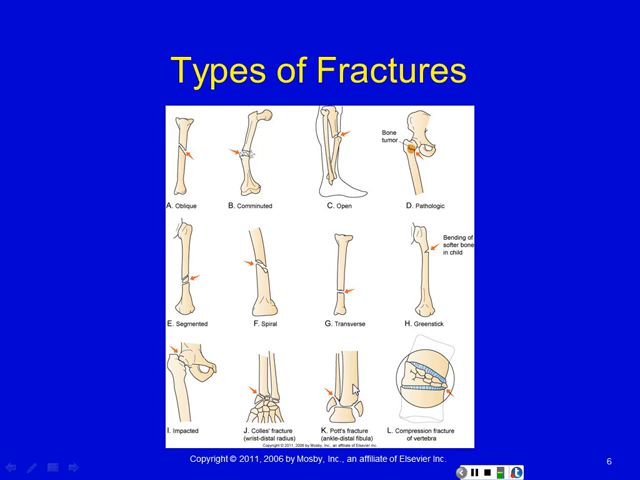In a Potts fracture, it's similar to a Colles fracture, only we see this at the ankle. So again, landing from a great height on your feet, all that force can break off the fibula and break off the tibia, and you end up with this Potts fracture, or distal fibular-tibular fracture.